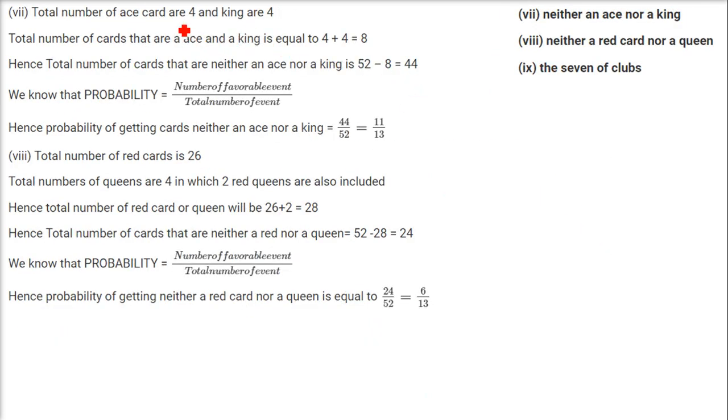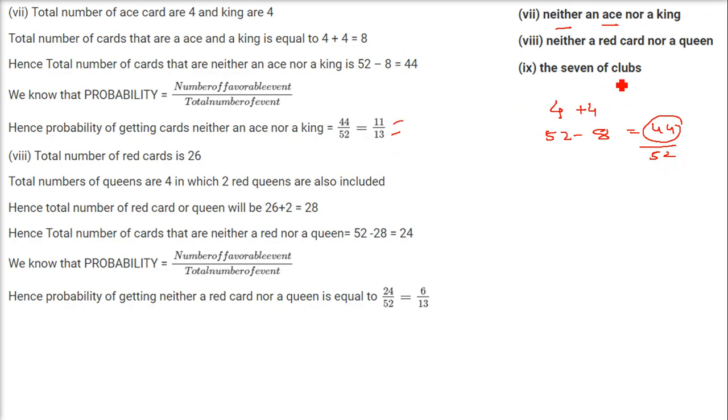How about neither an ace nor a king? The same thing we'll do. First we'll take the aces. How many aces are there? 4, one from each suit. How many kings are there? 4. So these are 8, ace and king. But if we want to find neither, we have to subtract it from 52 cards. That will be 44. Now 44 is our favorable case and 52 is the total number of events. 44 by 52, that is 11 by 13, is the answer.